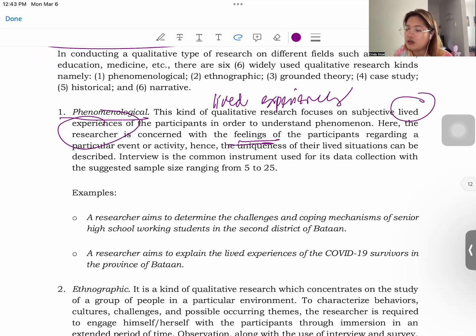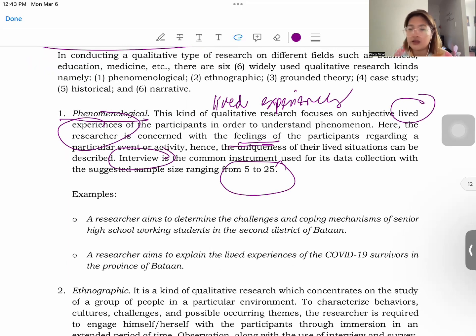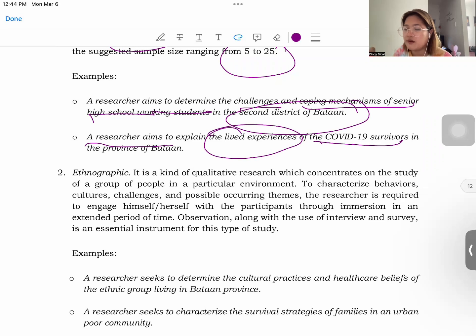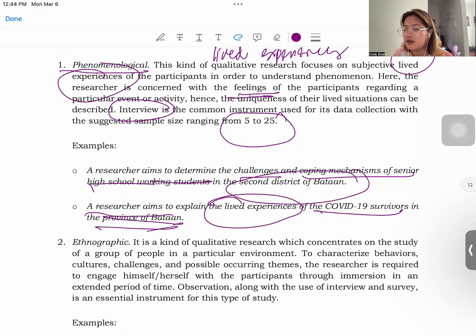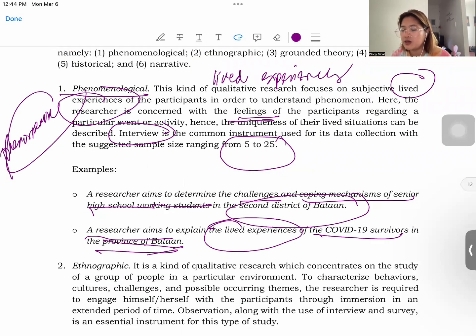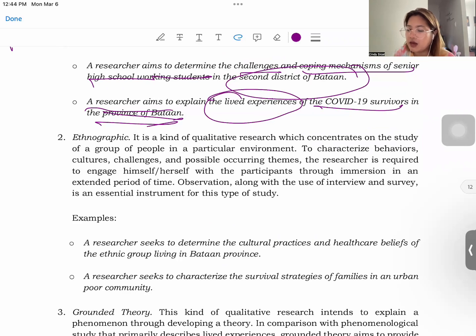Okay? Sample size, 5 to 25. And then, usually, interview ang mode natin dito. So, a researcher aims to determine the challenges and coping mechanisms of senior high school working students in the 2nd District of Bataan. Or, the researcher aims to explain the lived experiences of COVID-19 survivors in the province of Bataan. Okay? So, that's for the phenomenological. There's a specific phenomenon. And then, interviewin mo yung mga related doon or naka-experience ng phenomenon.